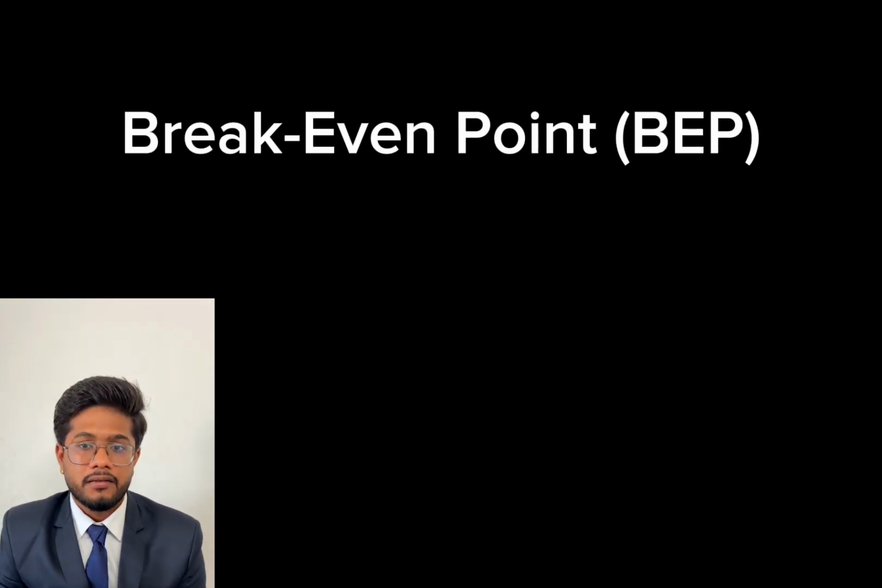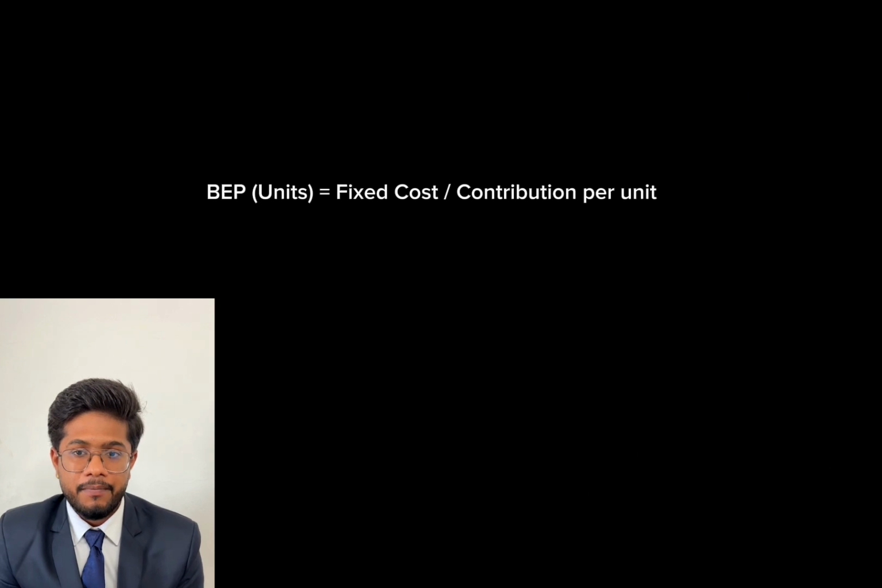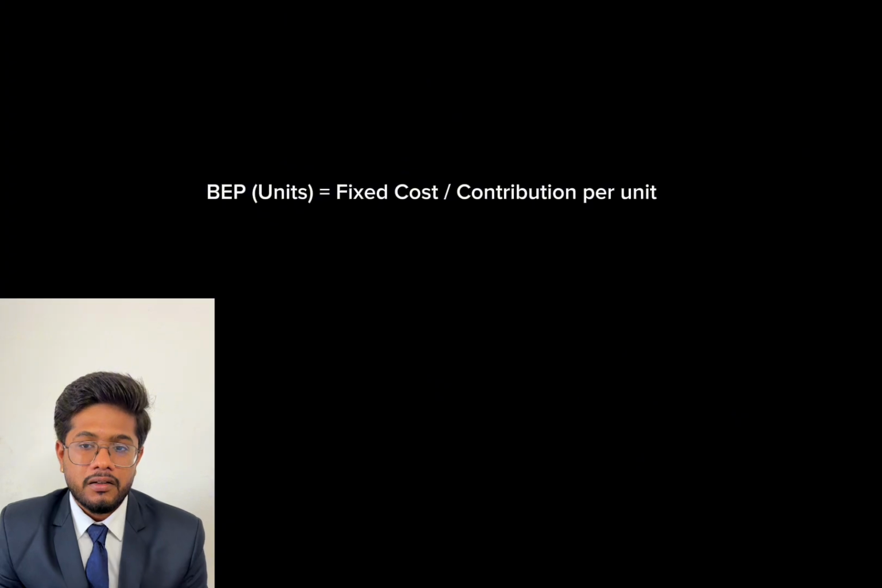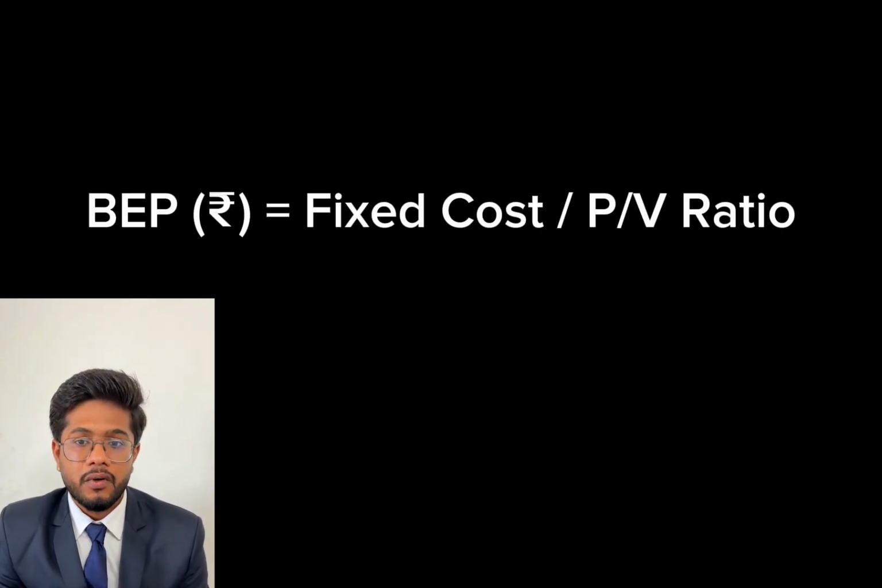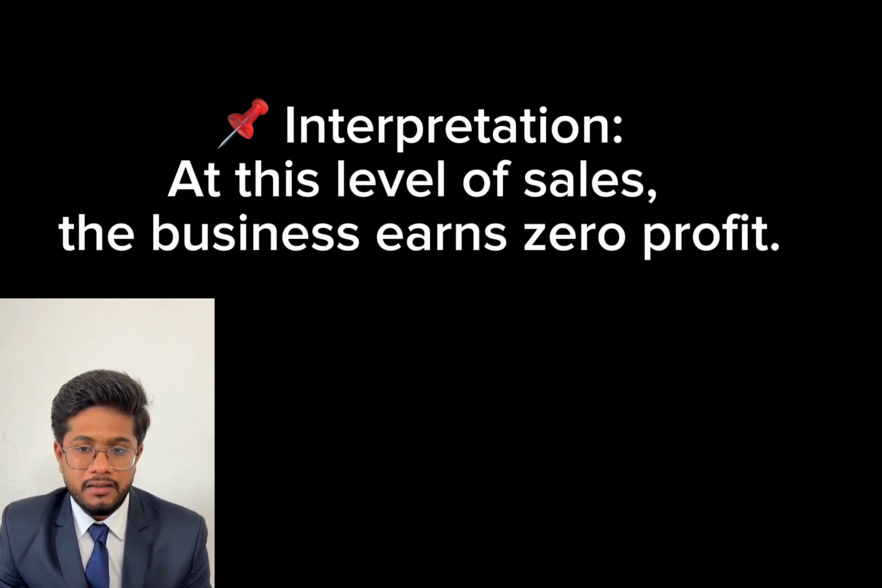Break-even point. The formula of BEP in units: BEP is equal to fixed cost upon contribution per unit. And second is BEP in sales value: BEP is equal to fixed cost upon PV ratio. The interpretation is that above this level of sales, the business earns a profit.